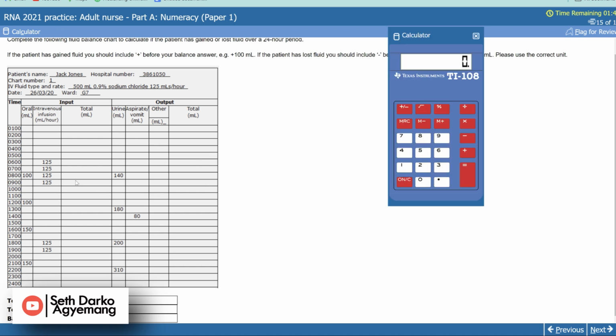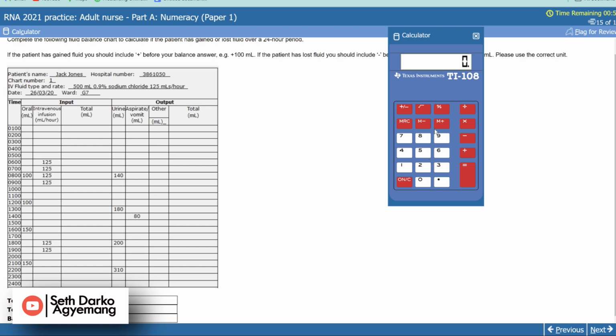Let me put the calculator on the side. So now this happens to be the input. We're going to add all these together. So let's say 100 plus 100 plus 150 plus 125. You've got to be very careful that you type the right stuff. Plus 500 plus 500 plus 250 plus, we've got 1250. Then you go and add the outputs as well.